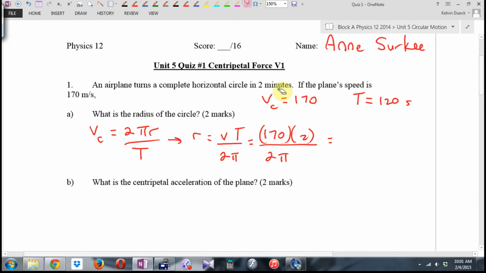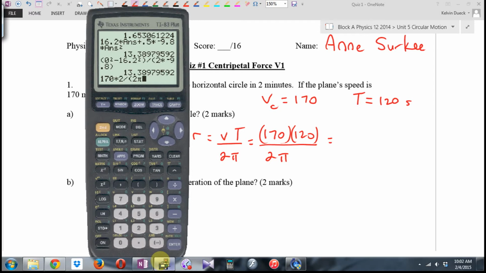It's not 2 minutes, Mr. Dueck. It's times 120. You're looking at the period in the question, but you didn't do the unit conversion. You were doing the math in your head and saying, this seems awfully small. So 170 times 120 divided by bracket 2 pi, close bracket. You get 3,250.